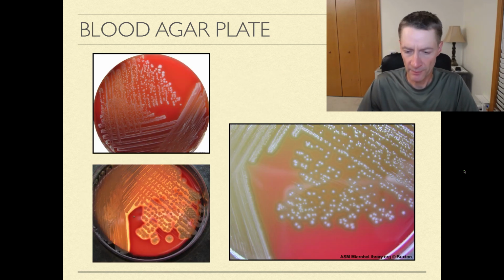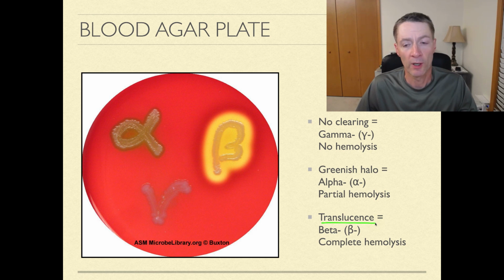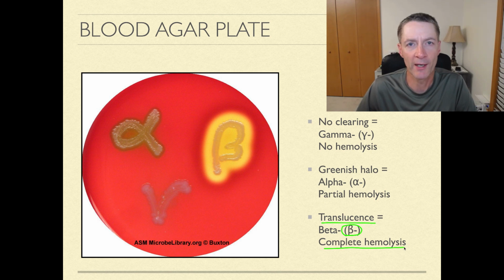Okay, lastly, we might look and see that there's a translucence, an actual clear halo around the growth. And you can see right through this sometimes. I'll show you another image here in a second to illustrate this. But this is called beta hemolysis. This is complete breakdown of the red blood cells anywhere near the growth, and that's why you see no red around this beta symbol.